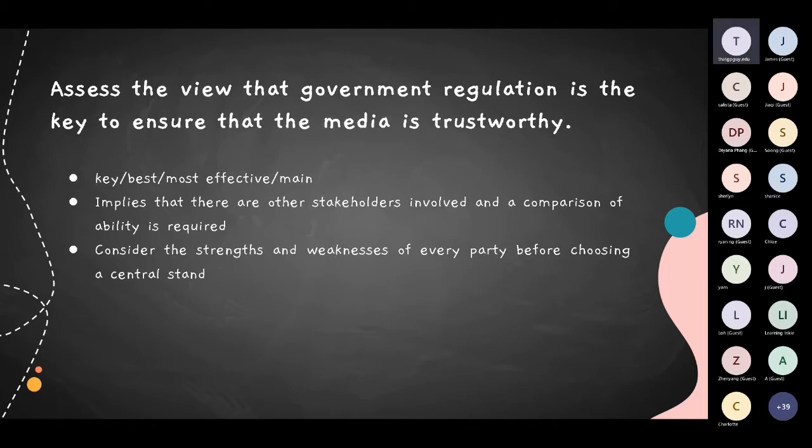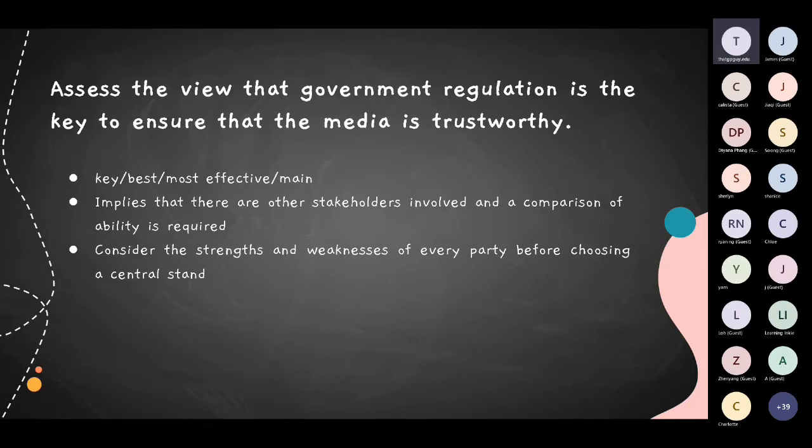So key, best, most effective, main, only, they are all the same. They can be rephrased, repackaged, but they're all the same type of questions. Basically, there's a statement here. The statement is that government regulation is the best to ensure that media is trustworthy. Then you're supposed to put up your stand. Do you agree or do you disagree?